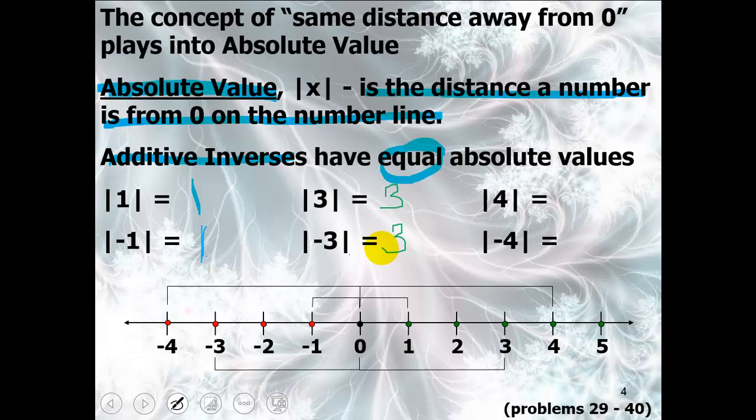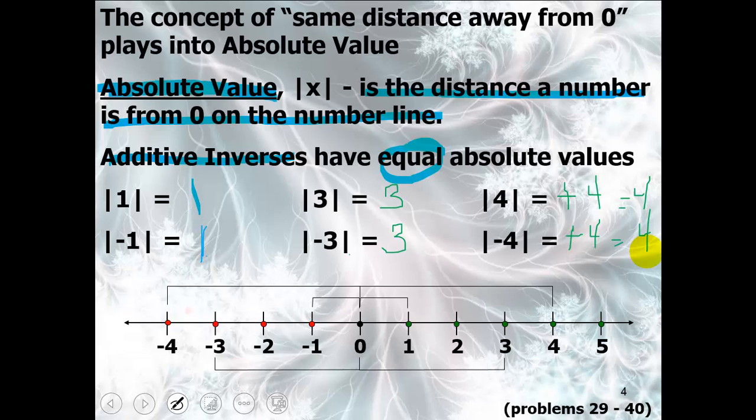Okay, the absolute value of 4 is +4. The absolute value of -4 is +4. If you just wrote 4, that's fine too. Remember, no sign indicates positive. All right?